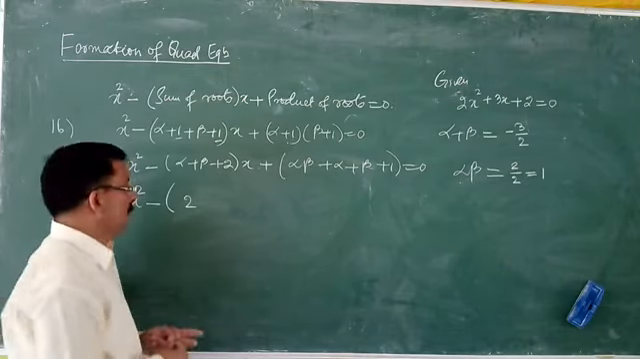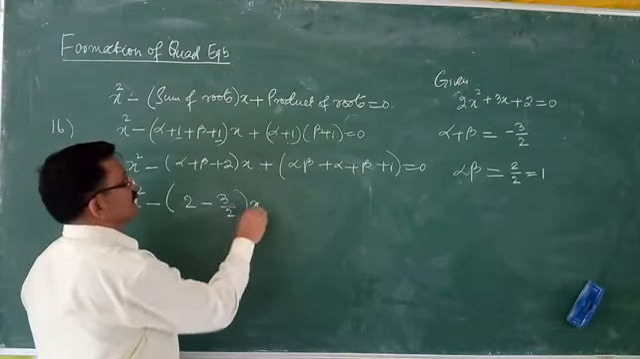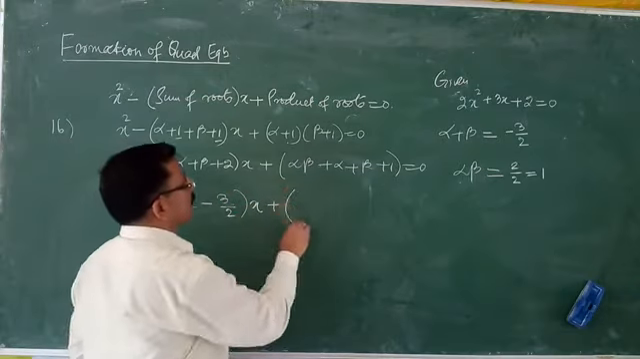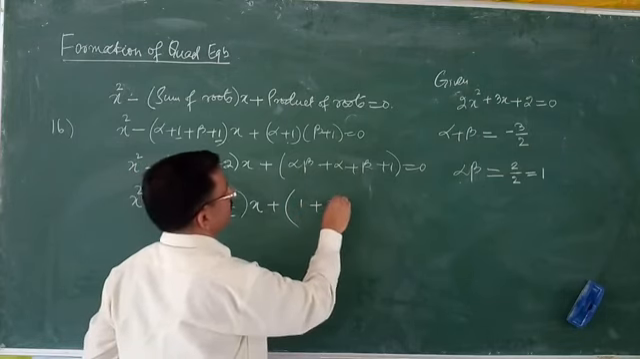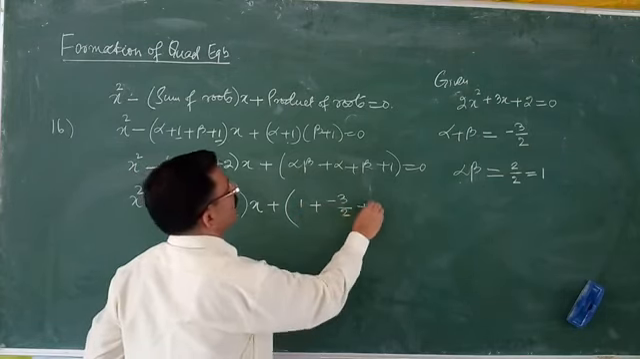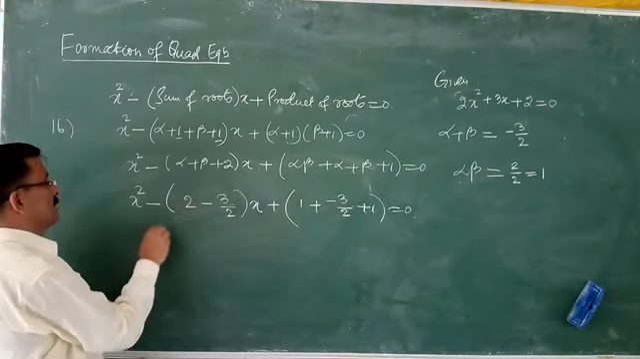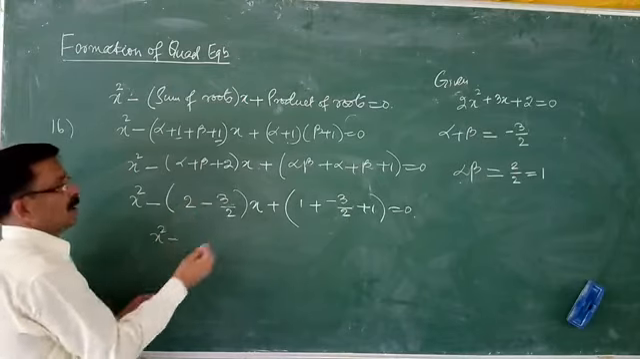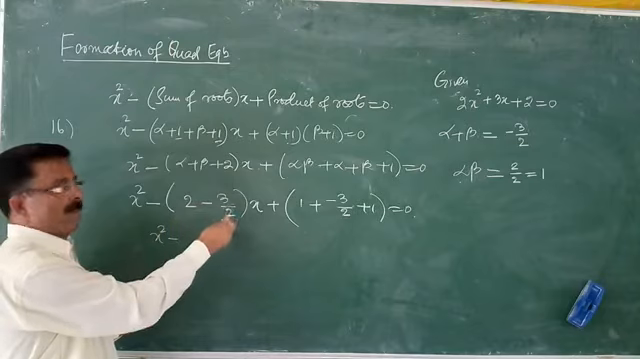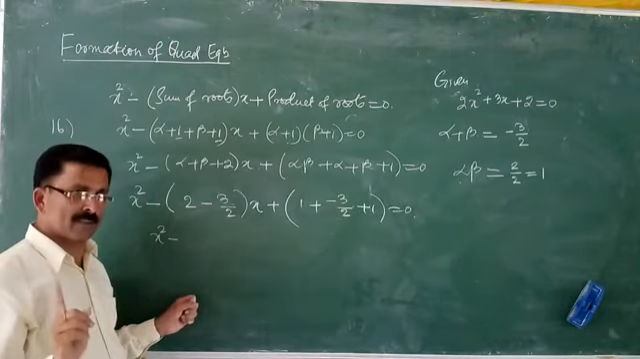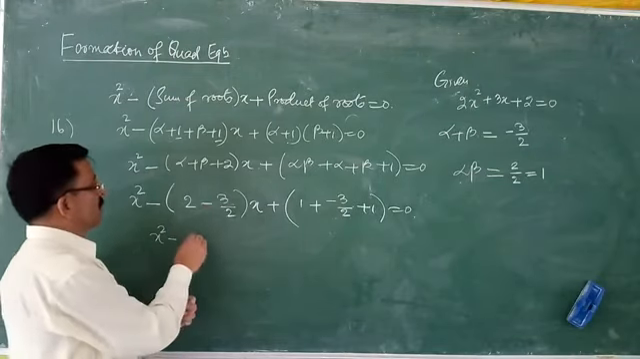This is negative 3 over 2, plus alpha beta, plus negative 3 over 2 plus 1 is equal to 0. Now we will simplify this part. x square minus, I don't need to apply any rule, I can simply use my common sense because I have 2 minus 1.5. I see this 3 over 2 as 1.5. 2 minus 1.5 means half only.